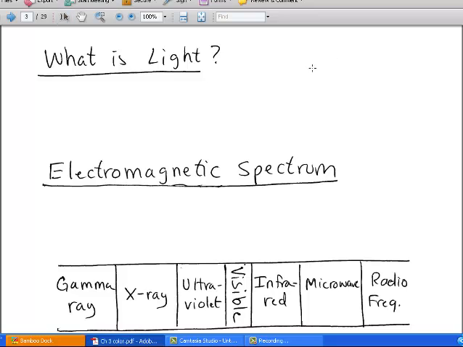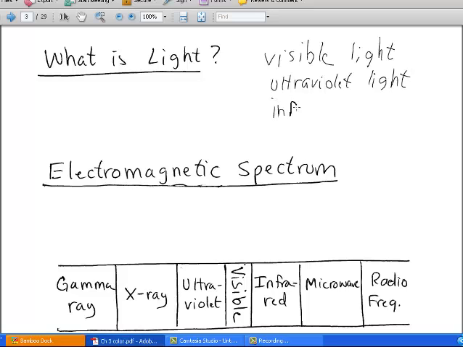Okay, so what exactly is light? We talk about light, and what do we mean when we say light? Are we talking about visible light? Okay, visible light is a form of light, but sometimes we talk about ultraviolet light. Is that light as well? We also occasionally talk about infrared light.